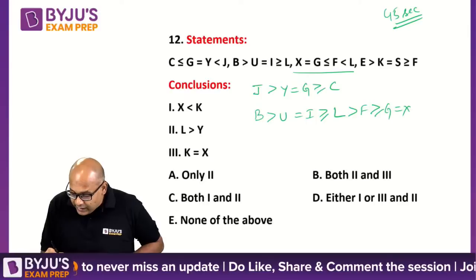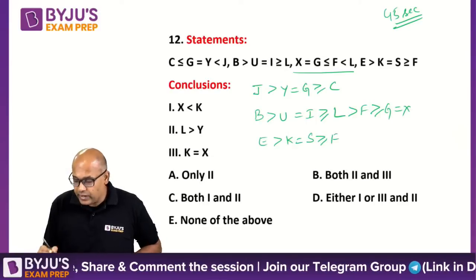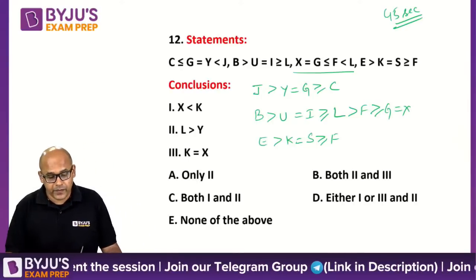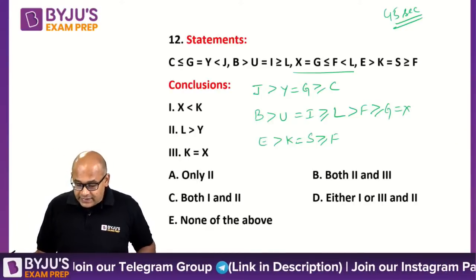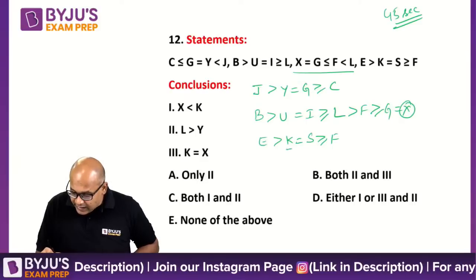Then I have E greater than K equal to S greater than or equal to F. Okay, so this is what we have. Now the first statement says X is less than K. So is that possible? So let's see, this is X and K is here.